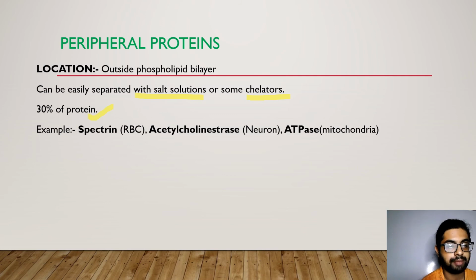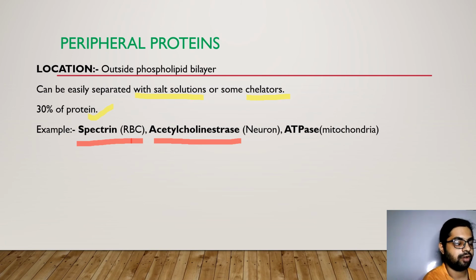Some common examples which are very important: spectrin found in the RBC, acetylcholinesterase present in the neuron, and ATPase present in mitochondria. So spectrin, acetylcholinesterase and ATPase are very important peripheral proteins, and you will often find these names in biology, microbiology, biochemistry, biotechnology as well. Spectrin, acetylcholinesterase and ATPase. These are peripheral proteins, some examples.